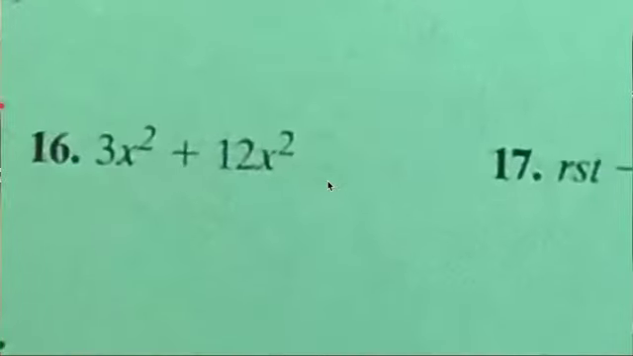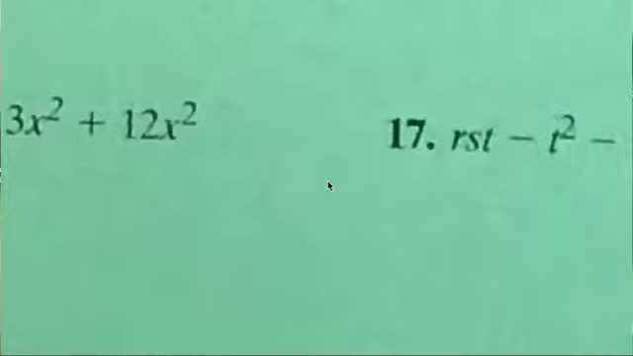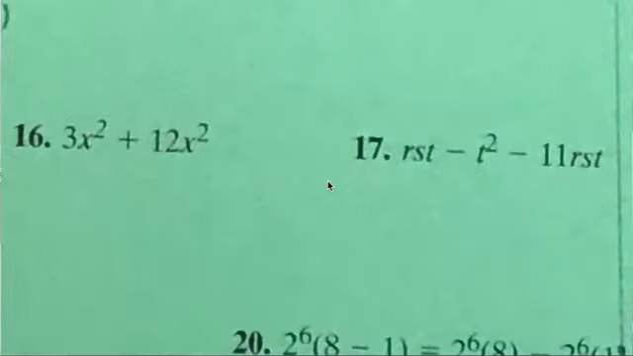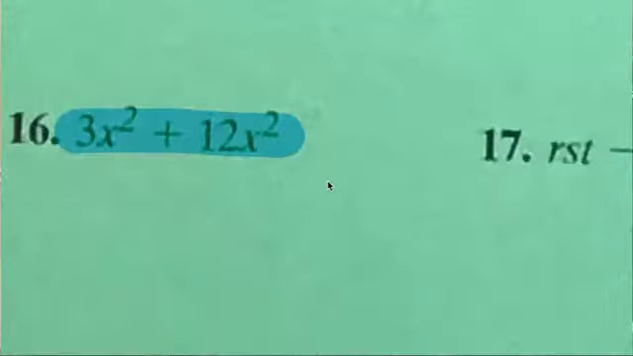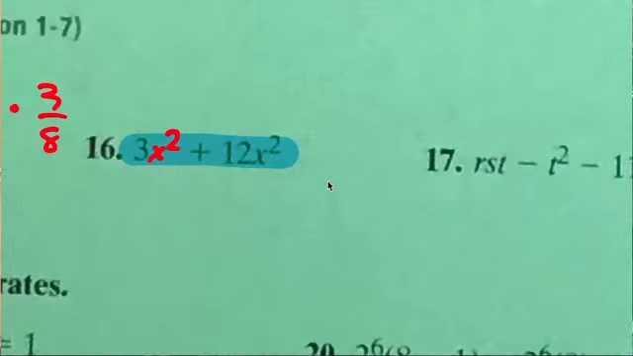This is different. This is something you need to know, and I need to explain it for those who don't watch the video. These are like terms. These are squared, but they're alike. Okay, they both have squares. You add them. You get 15x squared. And that's your answer. Okay, now these two are alike right here, so combine them. You get -10rst, and there's nothing like this one, so it's just t squared. Okay.